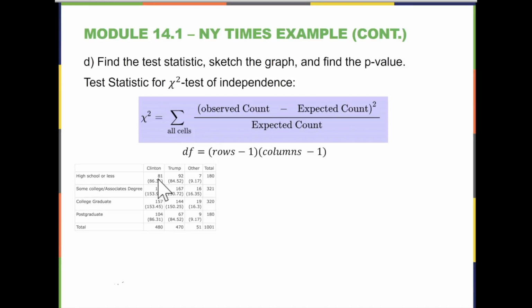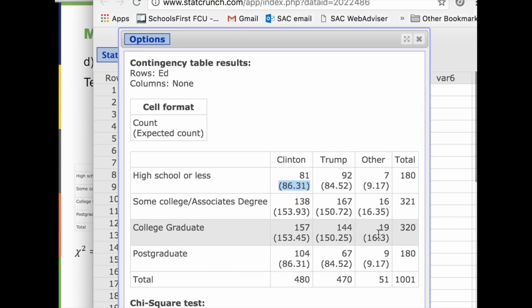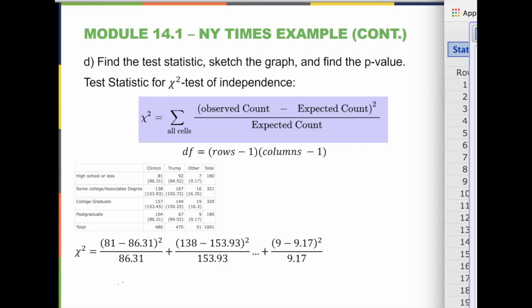So here's what StatCrunch gave me. I do 81 minus 86.31, 92 minus 84.52, I do 7 minus 9.17, and I go through and I do that for each of these values. Now, once I have all those, I square those values and divide them by the expected. When I do that, I will get what we call the chi-squared test statistic. If you look at StatCrunch, whenever you make a contingency table, you can see right down here it does that calculation for you. So if I did all of those calculations, I'd get 12.96.